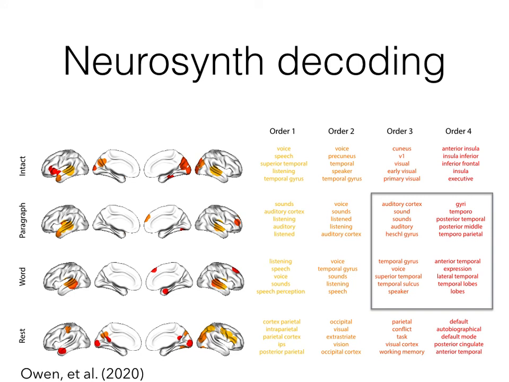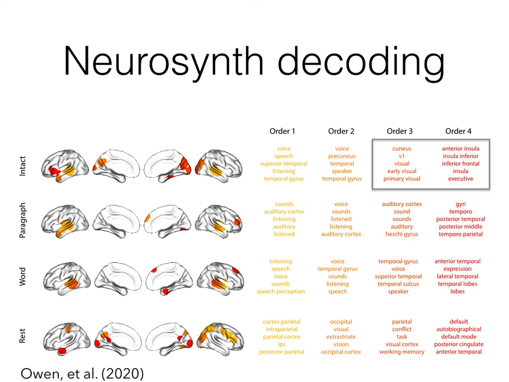But with the temporally scrambled versions of the story, the terms associated with higher order correlations involved, again, mainly additional regions associated with speech and semantic processing. However, during intact story listening, the third order correlations reflected integration with visual areas, and then fourth order correlations reflected integration with areas associated with high-level cognition and cognitive control.